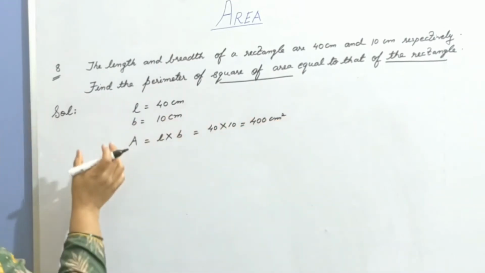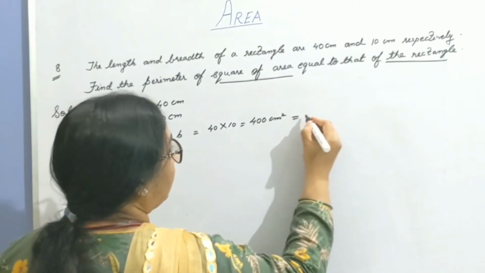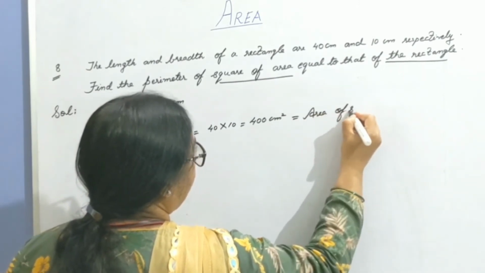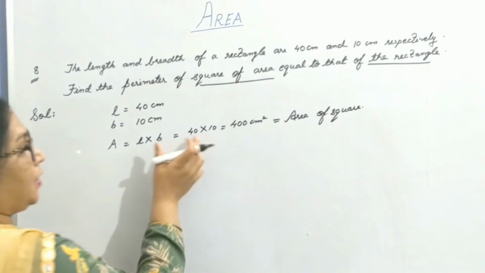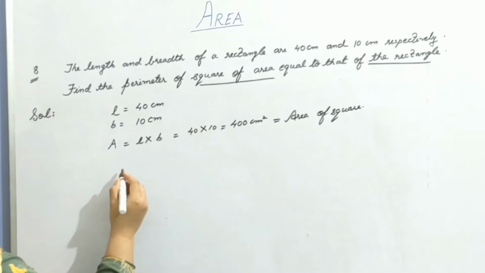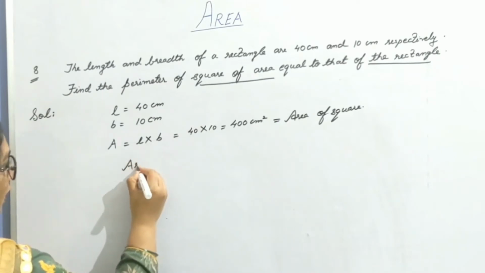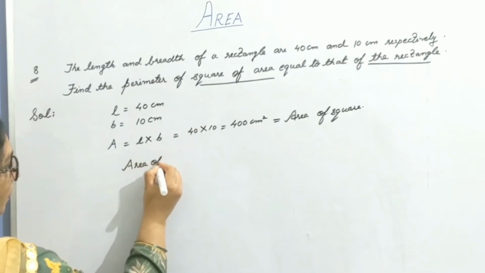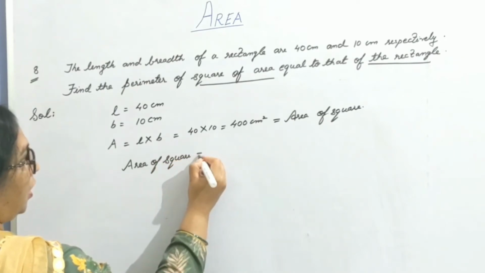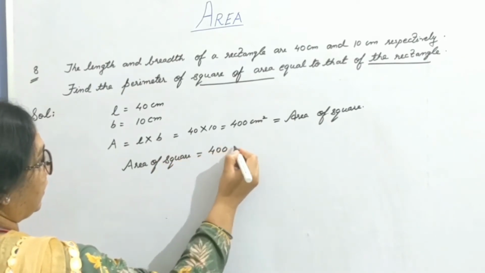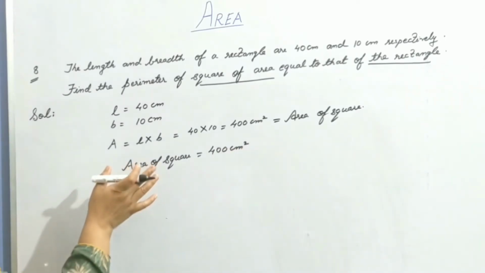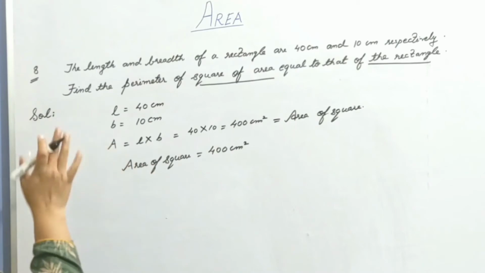And the same is the area of the square. Hence children, from the area of the rectangle we get the area of the square too. Now let's bring the area of the square down. Area of square equals 400 centimeter square. Clear children? Now with the help of this, let's move to the next part of the question.